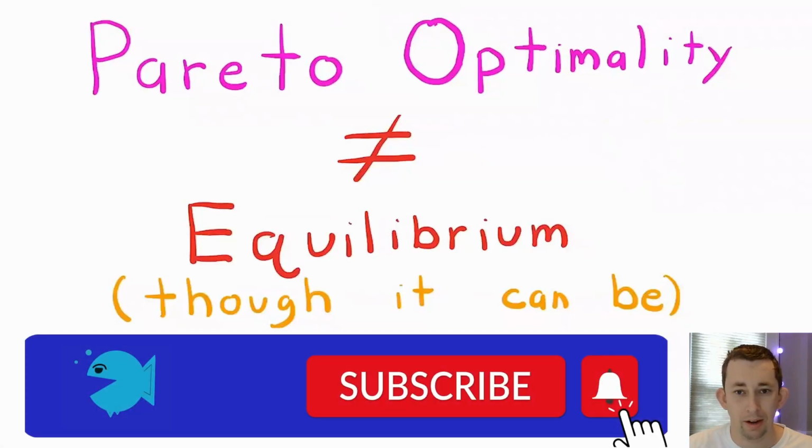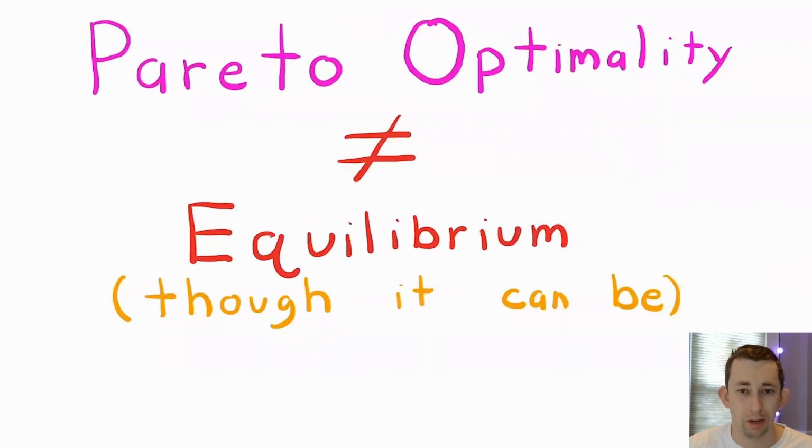Today we're talking about Pareto Optimality and the fact that Pareto optimal allocations are not always equal to competitive equilibrium allocations, although they can be. Timestamps are below if you'd like to jump around, but let's get right into it.